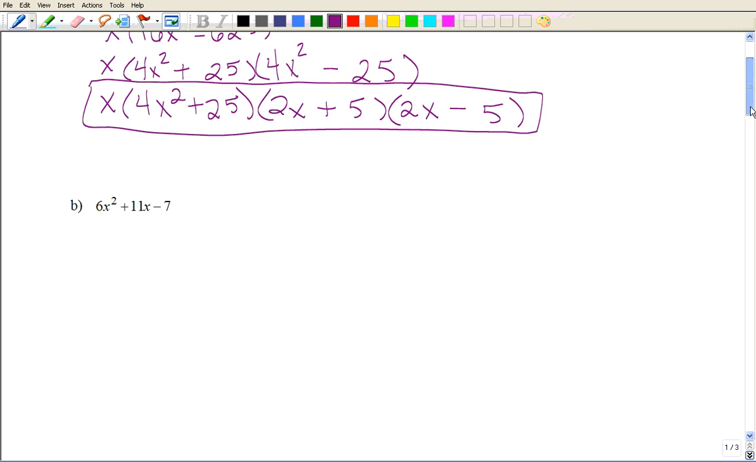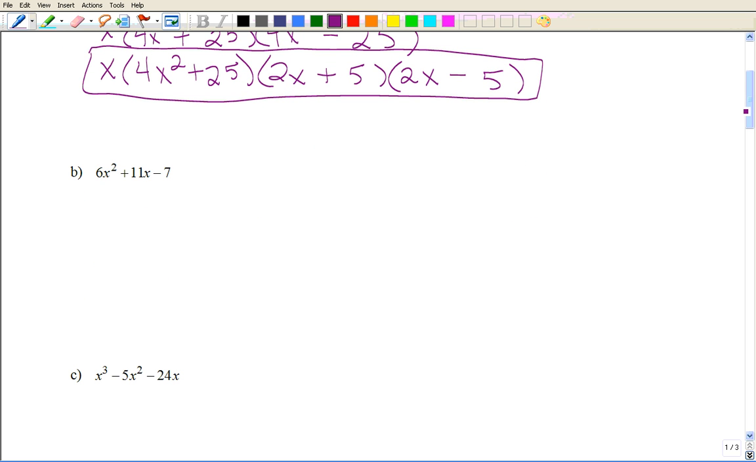I've got 6x squared plus 11x minus 7. For this one, I'm going to use the slip and slide. So I'm going to take this 6, multiply it times the 7. So I'm going to have x squared plus 11x minus 42. And I think, okay, what multiplies to negative 42 but adds to positive 11? Well, that would be 14 and 3. Positive 14 and negative 3.